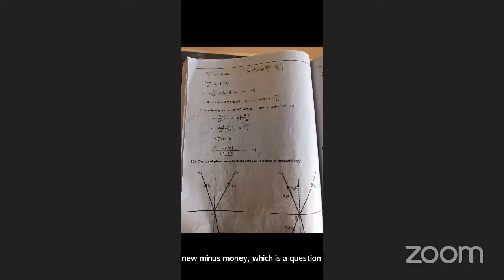In the absence of the plate, T is equal to 0. Therefore, the nth maximum is equal to Dn lambda by 2d. If S is the displacement of the nth maximum by introducing the mica, then S is equal to capital D by 2d into (n lambda plus (mu minus 1) into T) minus Dn lambda by 2d.